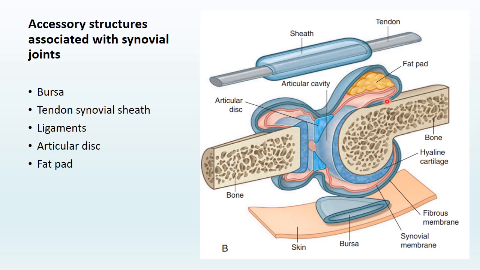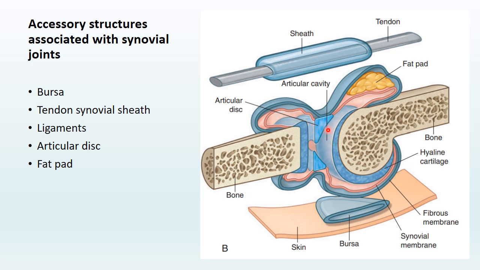Third structure is called ligaments. And ligaments are basically thickening of the outer fibrous membrane of the joint capsule. Remember, joint capsule is composed of inner synovial membrane and outer thicker fibrous membrane. Some parts of the fibrous membrane get thickened, forming cord-like structures called ligaments, and these ligaments hold the articulating bones together, keeping them from separating, and they stabilize the joints.